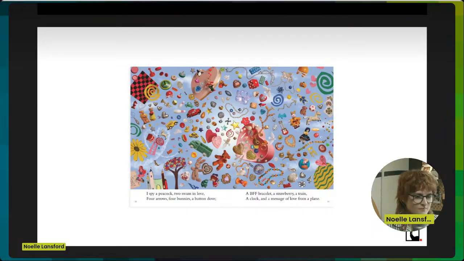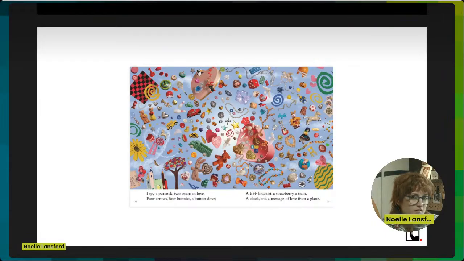But we're actually going to go ahead and play I Spy together. So I'm going to read the poem. It's going to be great. I spy a peacock, 2 swans in love, 4 arrows, 4 bunnies, a button dove, a BFF bracelet, a strawberry, a train, a clock, and a message of love from a plane.